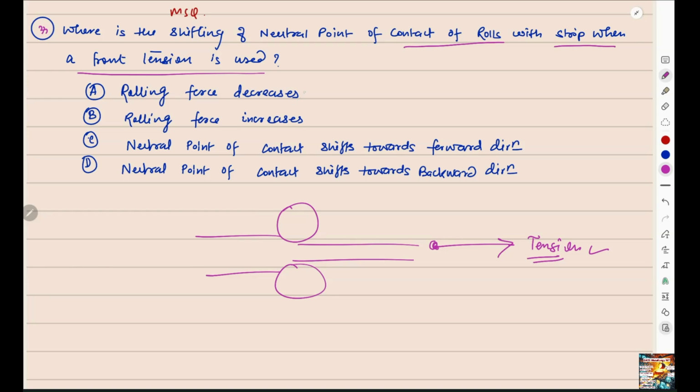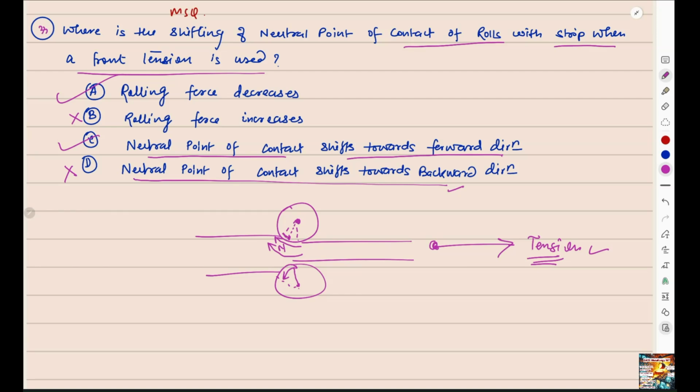Yes, this is true. The rolling force decreases in this case during front tension. Rolling force increases? No. Neutral point of contact shifts towards the forward direction? Yes, this is true. Suppose the neutral point now shifts towards the entry point in this direction. It will shift from somewhere here in the middle to this direction. So it will shift towards the entry point. Therefore option D is not correct because it is exactly opposite of case C. So two options are correct: rolling force decreases, and the neutral point of contact shifts towards the forward direction or entry side.